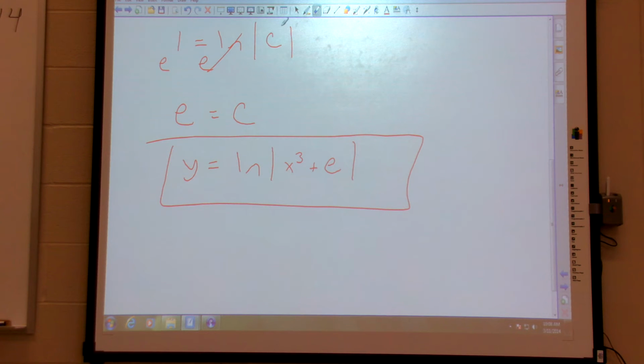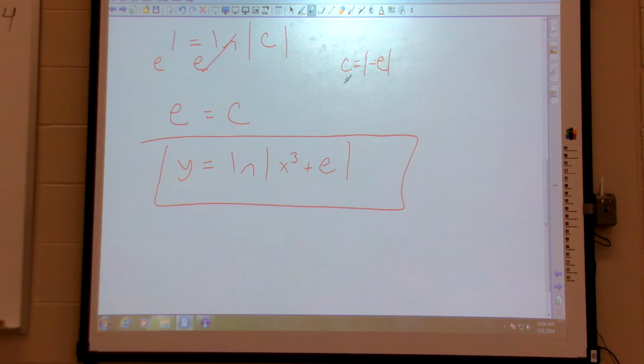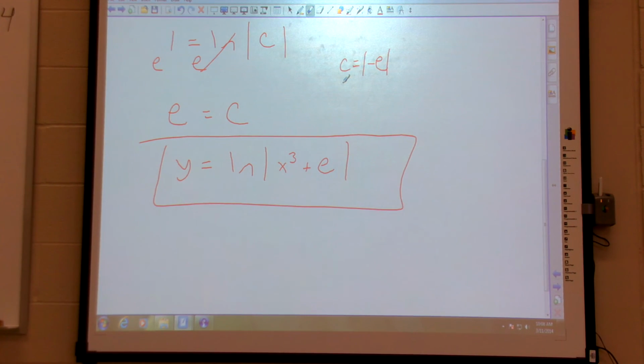Think about it. Right now it's the absolute value of c. What if c was negative e? Wouldn't that still give me positive e? So you can kind of look at the case where c also could have been negative e, but when you took the absolute value, you still get e. So that's where you could look at two different cases here with absolute value. But in the end, your c is still going to look the same. You might get it with two different routes, but it's still going to look the same.